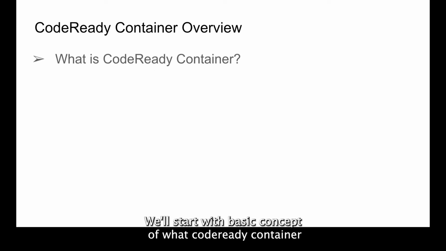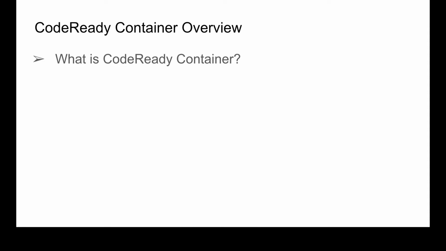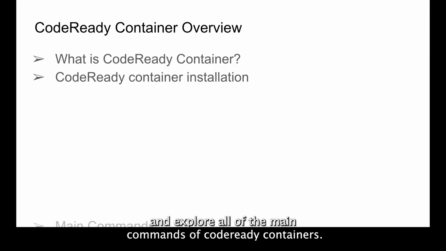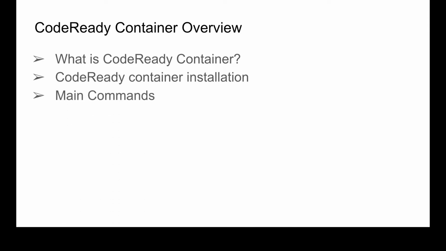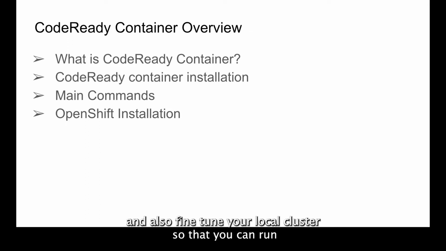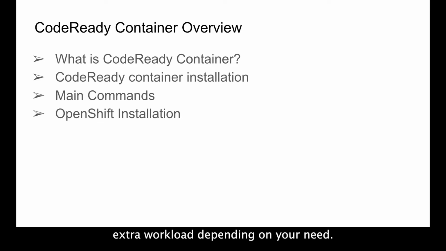We'll start with the basic concept of what CodeReady Container actually is and what problem it's trying to solve. We'll install CodeReady Container on your local machine and explore all of the main commands of CodeReady Containers. After that, we'll install the latest OpenShift cluster using CRC, short for CodeReady Containers CLI, and also fine-tune your local cluster so that you can run extra workload depending on your need.